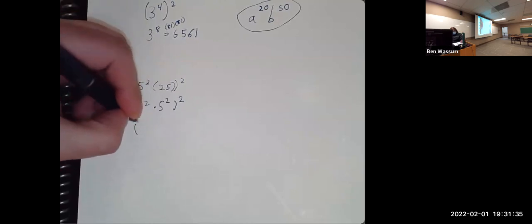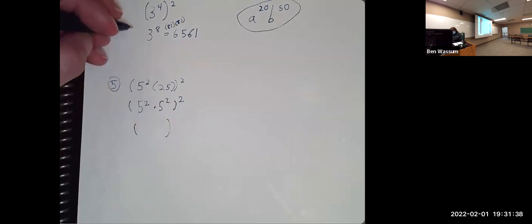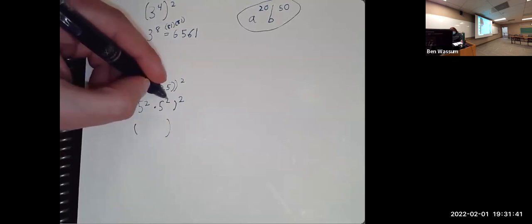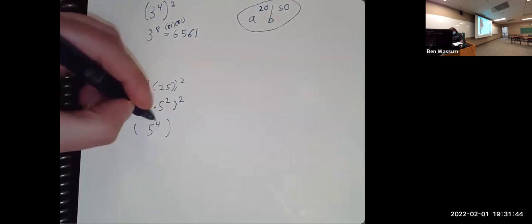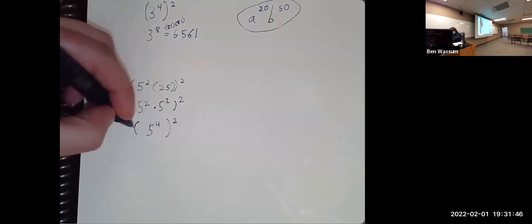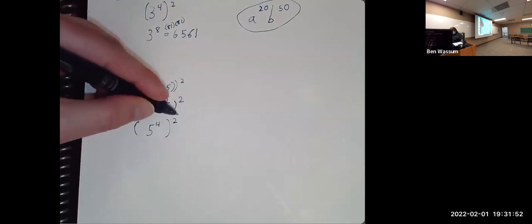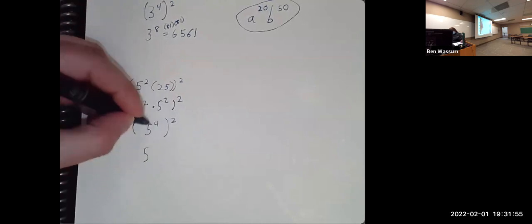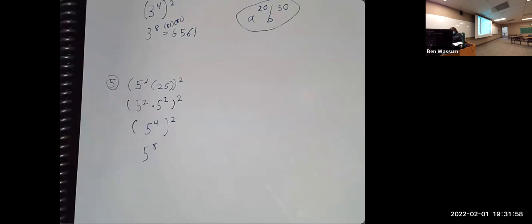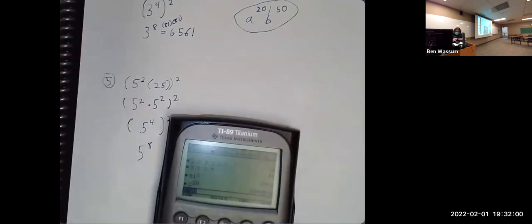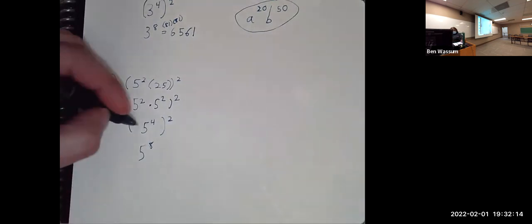Okay. Well, let's put those together. 5 squared times 5 squared. I would add the powers. So I would end up with 5 to the 4th. Okay. Well, now I have 5 to the 4th squared. I have this thing twice. So if I have 4 of them twice, I have 8 of them. What is 5 to the 8th? Whew, 390,625. Yeah, you wouldn't be expected to find that. So you call it good.